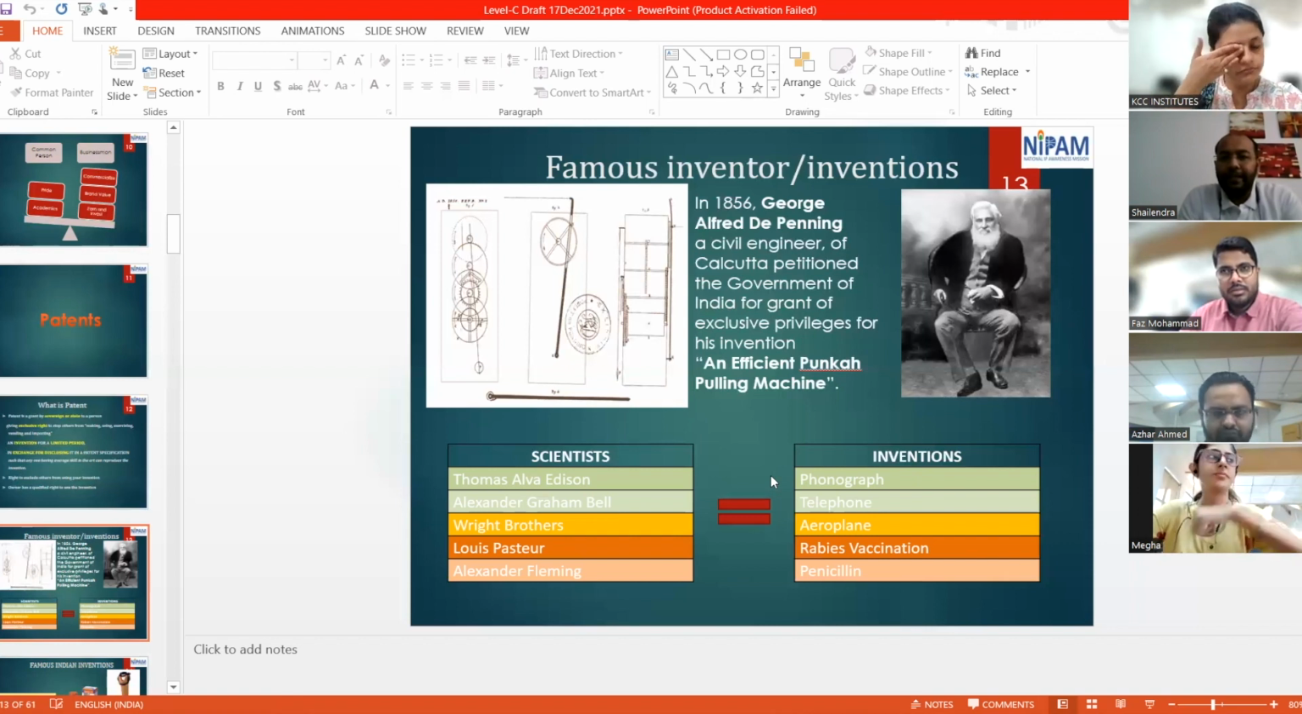Can anybody tell me what are the benefits that people will get when you share any idea in the public domain? When you bring your technology or maybe product in the public? They can make improvements on it. Yes, please. They can make improvements on it.